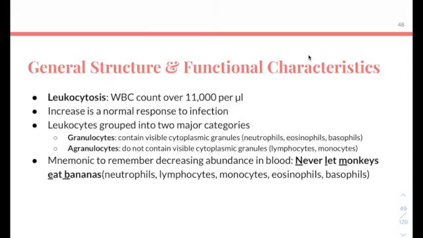The mnemonic to try to remember the different kinds of white blood cells is never let monkeys eat bananas. Never, neutrophils; let, lymphocytes; monkeys, monocytes; eat, eosinophils; bananas, basophils. Those are actually in decreasing abundance order. So that tells you neutrophils are the most abundant white blood cell, while basophils are the least abundant white blood cell.